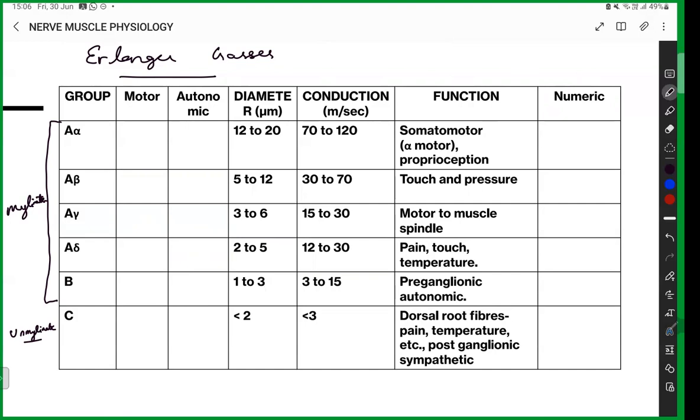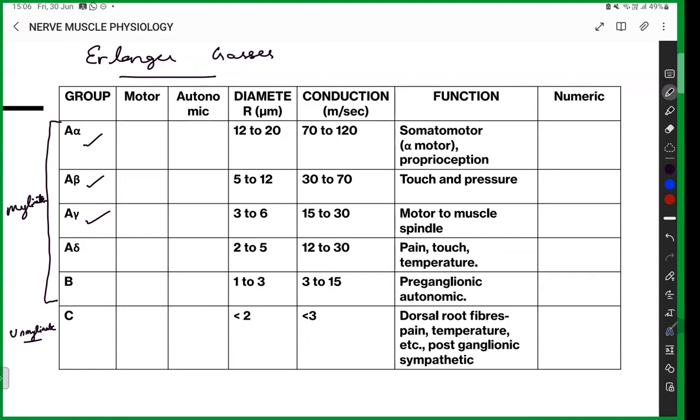Remember, when you consider motor nerves, it is always going to be A. Among A, except your A delta, all other A fibers do a motor function. These three are going to be motor fibers. Among them, some can be extrafusal muscle fibers, some can be intrafusal muscle fibers. Do you remember? We spoke about the muscle bag fibers, muscle chain fibers, all these things we read.